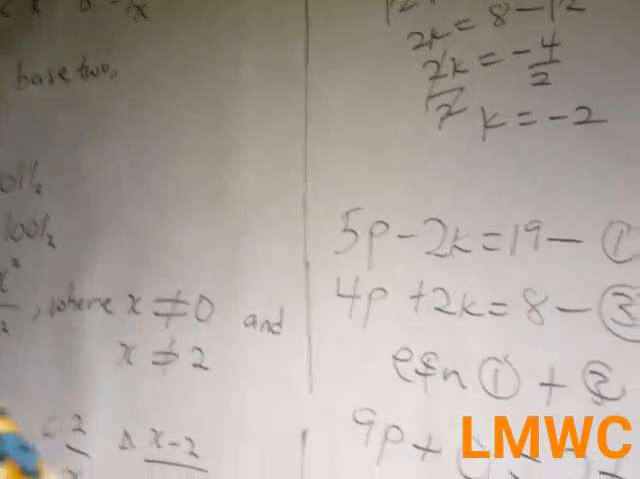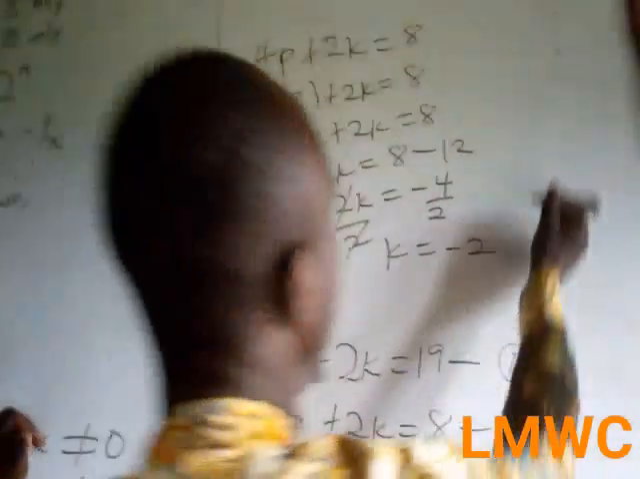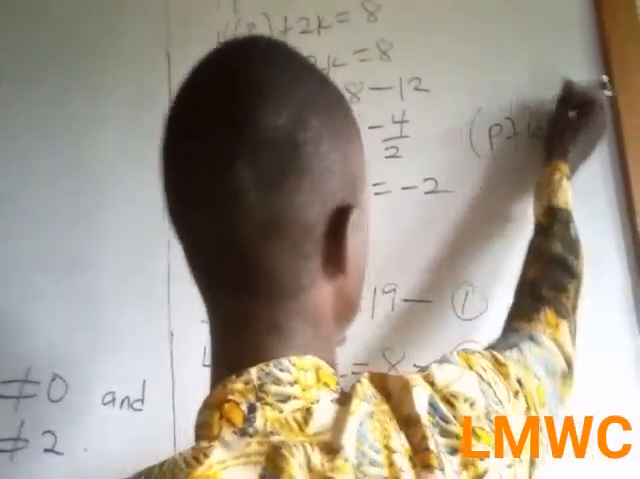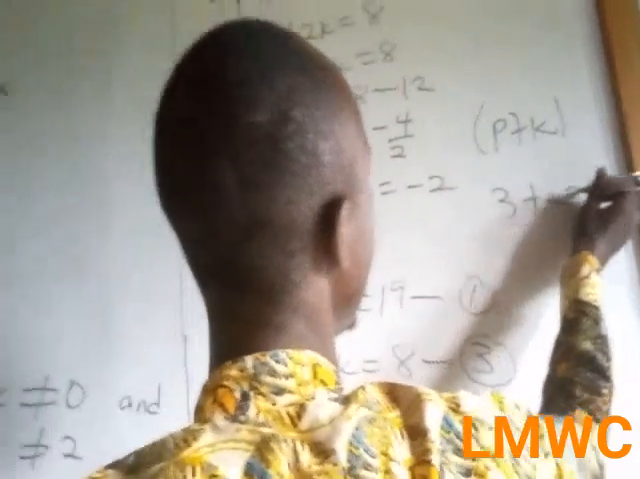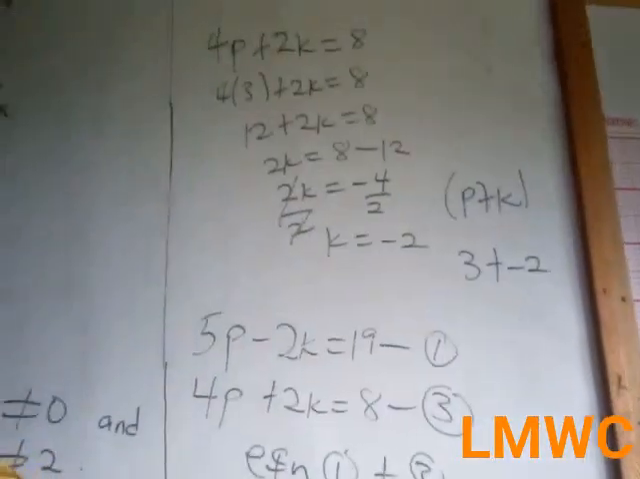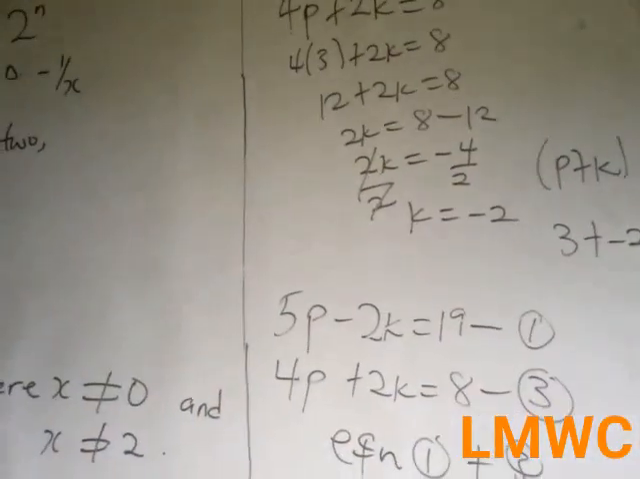Now we know p as 3 and k as negative 2. And they have asked you to find p plus k. So p plus k, p is 3 plus negative 2, we have 1. Our answer is 1.